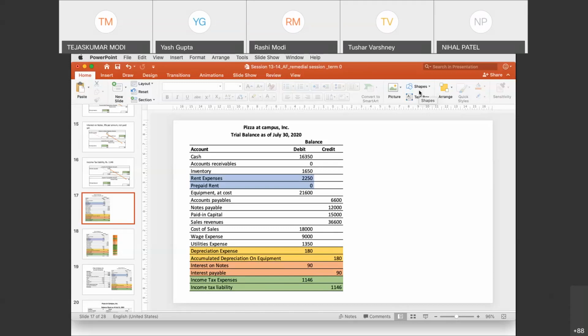So equipment at cost minus the accumulated depreciation on equipment. That is a contra to asset. Always remember, it is not an asset, but it is not anything else also. So it is a contra to asset.